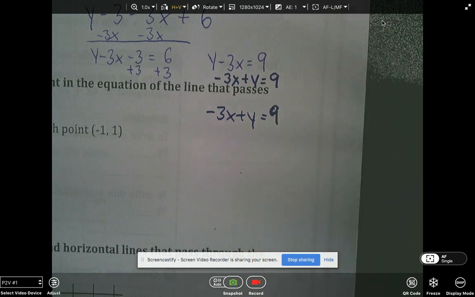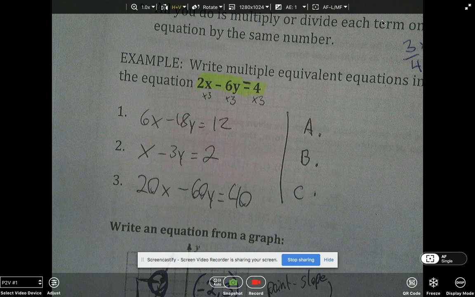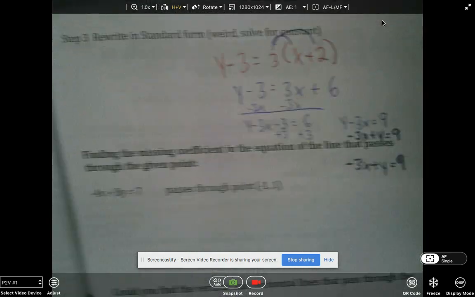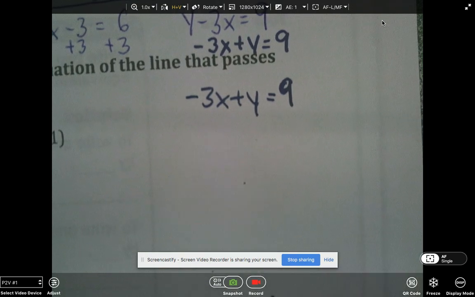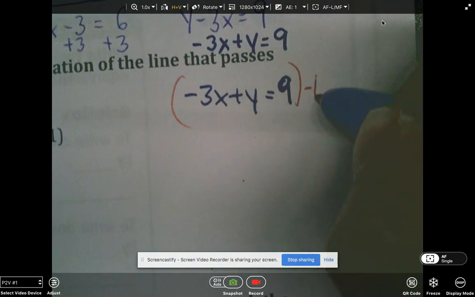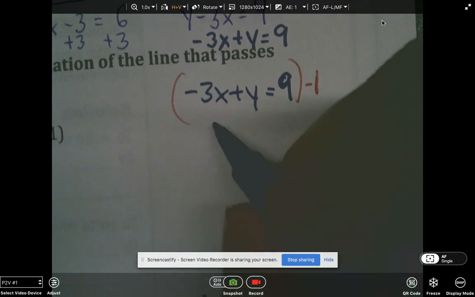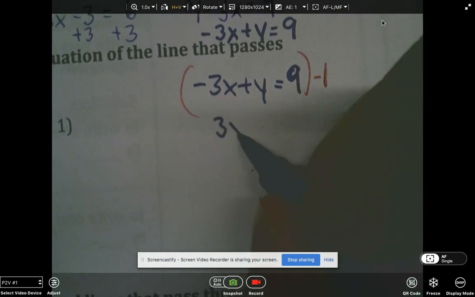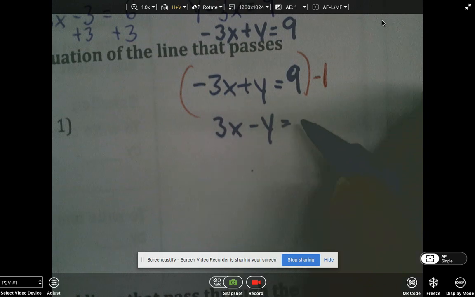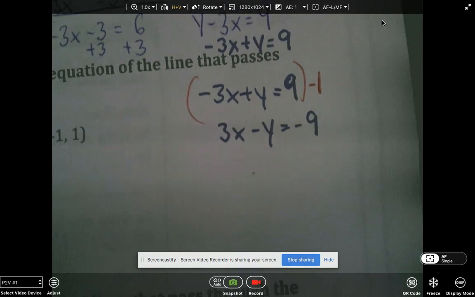And then using what we learned here, who has a way that we could use an equivalent equation to change that so that's not negative anymore? Yeah, maybe you said multiply everything by -1. So now our new final equation without the negative up front would be 3x minus y equals -9. Very good. Moving on to the next section here.